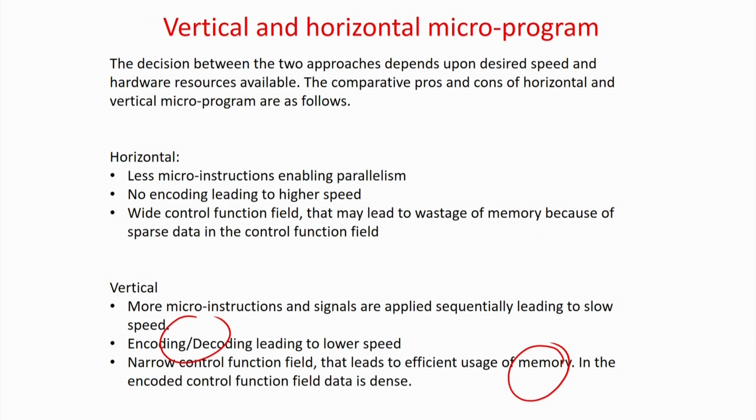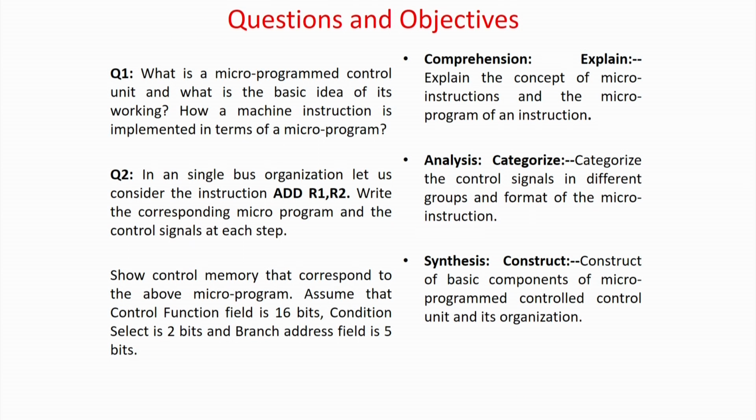And we have also seen that there is a hybrid approach in which you can make a nice clustering based on the fact that two signals which have to be 1 together should be given to different clusters. Then you get a good trade-off: without wasting much memory you get almost the same speed as a fully horizontal microprogram. So basically with this we come to the end of this unit.